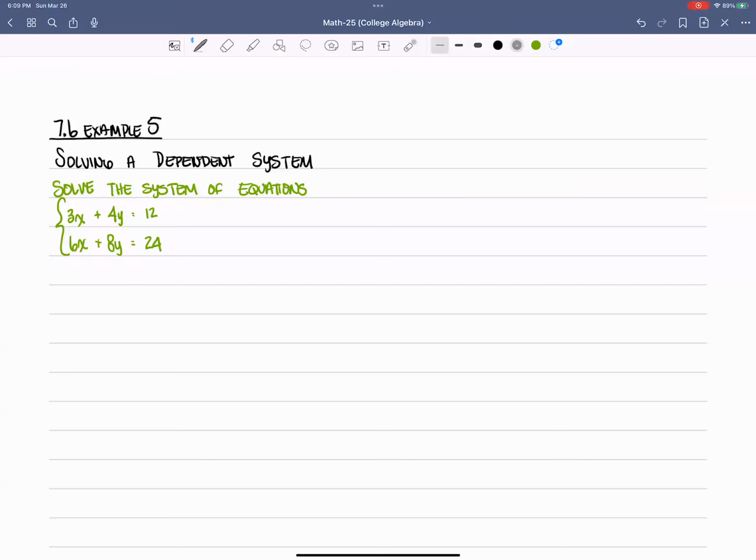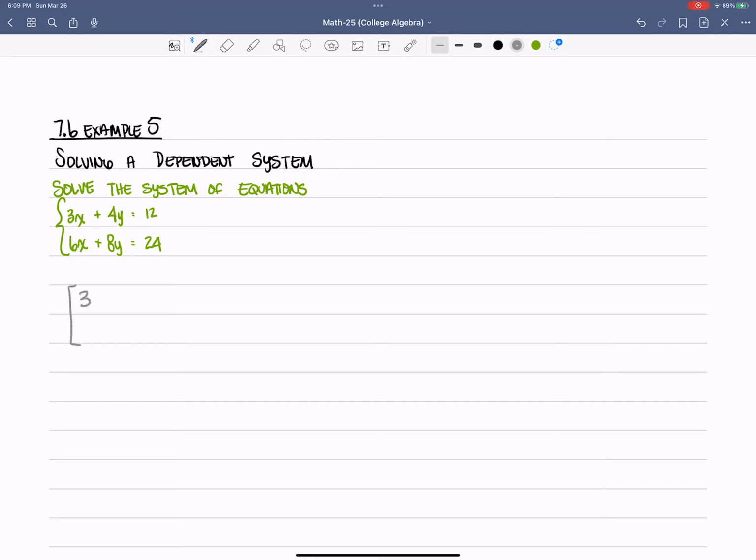Section 7.6, example 5, solving a dependent system. Solve the system of equations. So we have a system of equations here. Something's telling me that it might be dependent. All right, starting off with grabbing the system of equations and putting it into a matrix.